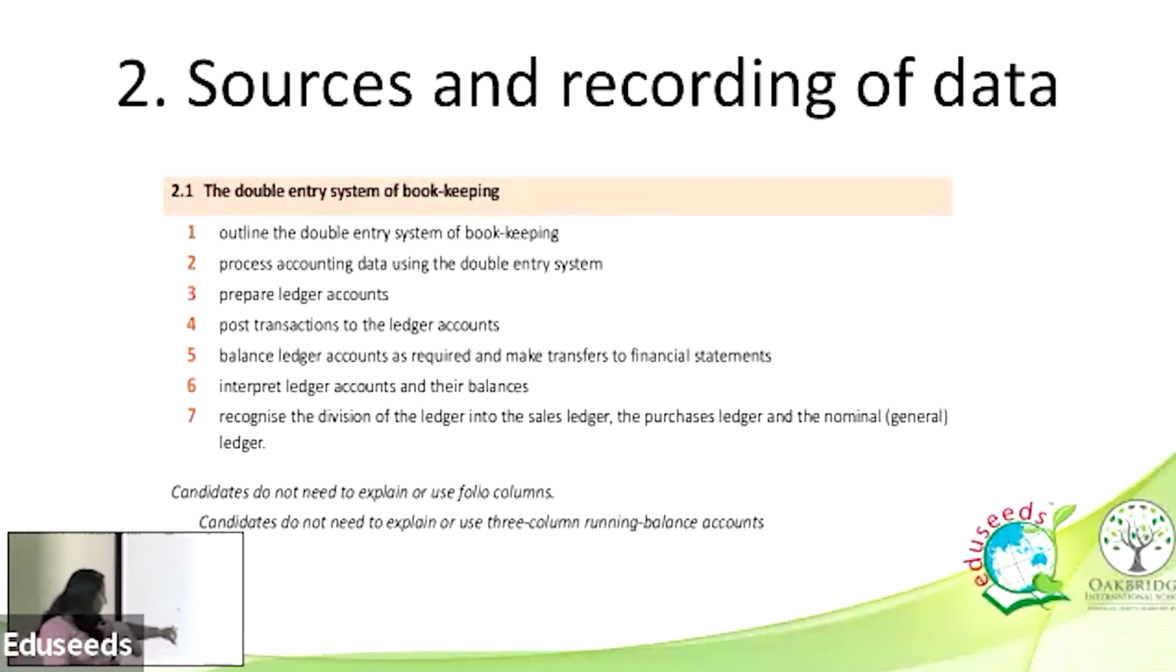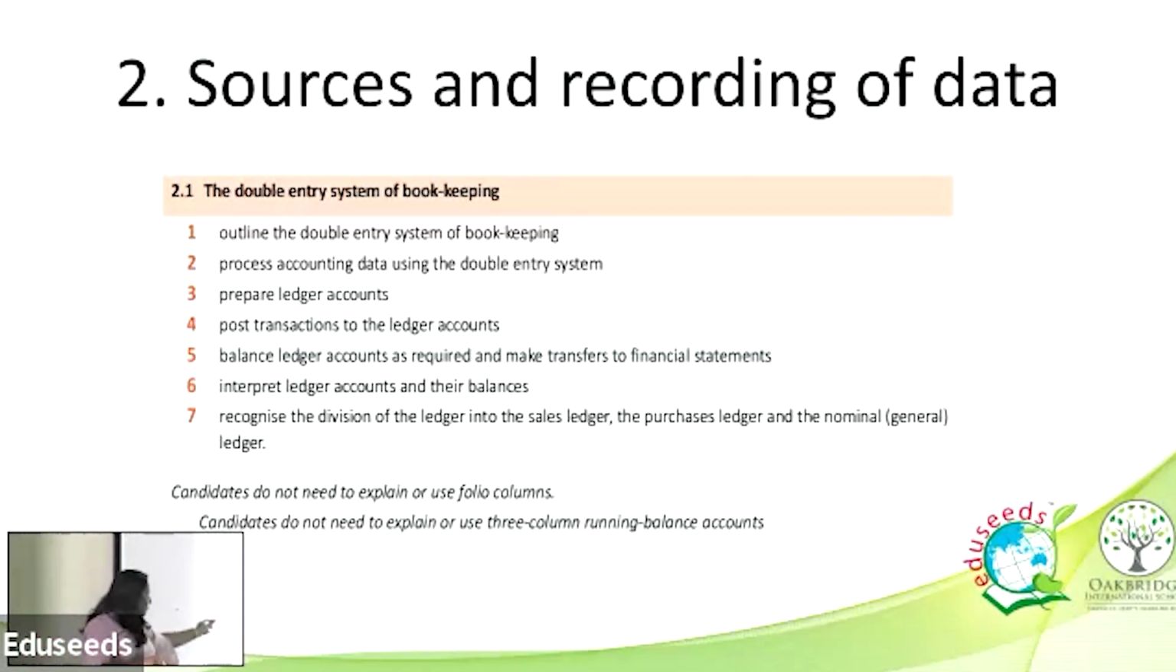From there, then we prepare all our financial statements, right? Okay, just a note for you down there. Candidates do not need to explain or use folio columns, right? So normally when we do ledgers or journals, there will be one small column. We call it folio. Folio means references, right? So for your IG level, you don't have to explain or use the folio columns. If in your exams they give you the format and they have a column for folio, you can just ignore the folio column. Don't bother so much about the folio columns, yeah?